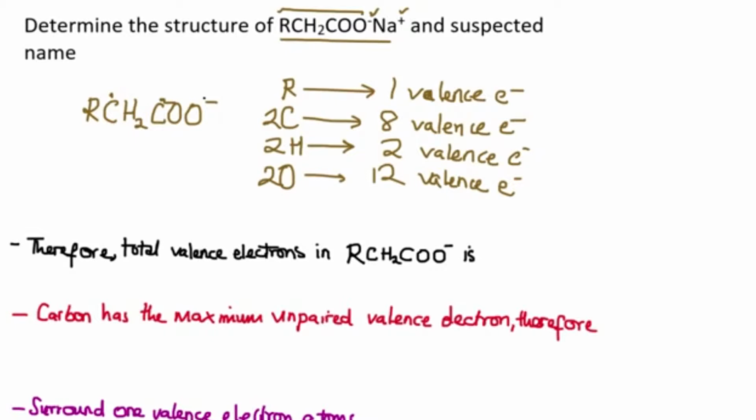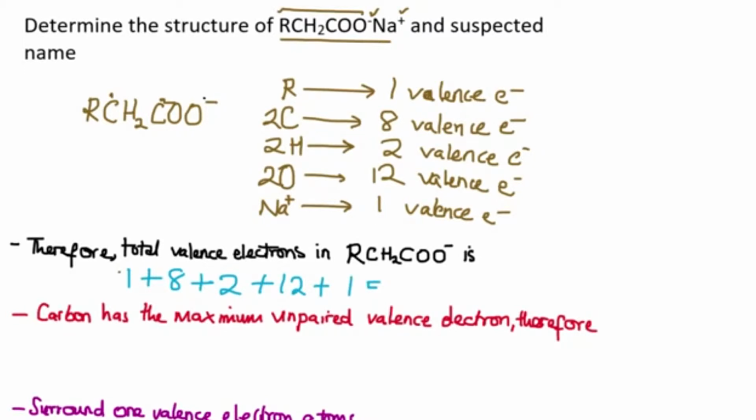Now take note that since sodium actually donates 1 electron to this particular anion compound right here, we're going to put 1 electron from sodium in there, and that gives us an added valence electron to our anion compound. So for the total valence electrons, which is our first step, we add 1 plus 8 plus 2 plus 12 plus 1. That gives us a total of 24 valence electrons.